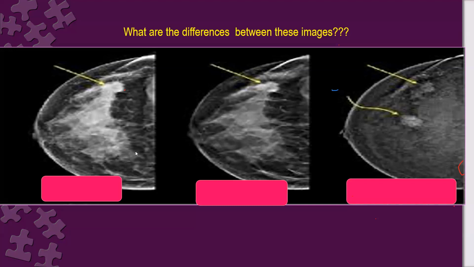This is digital. What is the difference? Try to look carefully at the tissue characterization. The tissue characterization is more, the lesion is more clear in the last image.